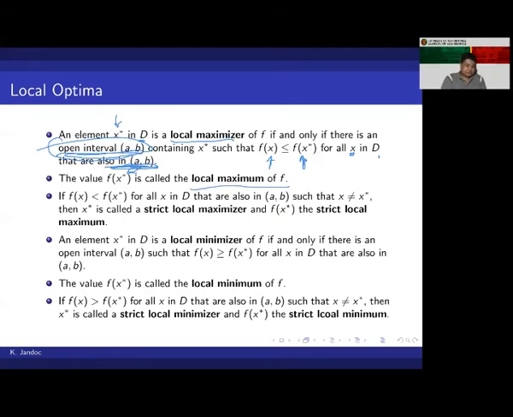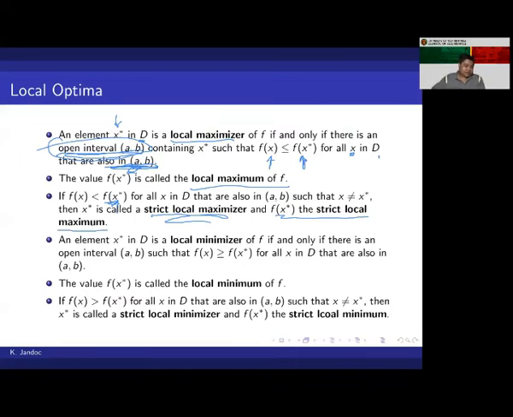Whenever x star, which is in the domain and contained in the interval AB, is plugged into the function f, and it always yields a higher value than any other x inside that slice of the domain, then you call x star a strict local maximizer, and the value f of x star the strict local maximum.